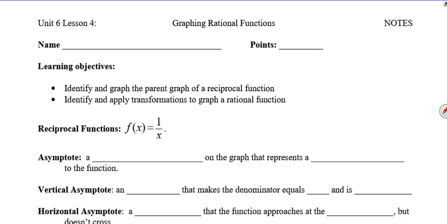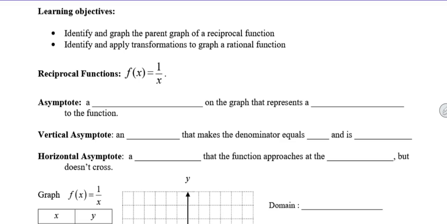Okay, so welcome to Unit 6, Lesson 4. This lesson will cover graphing rational functions. All right, so our objectives today are to identify and graph the parent functions of a reciprocal function and to identify and apply the transformations to graph rational functions.